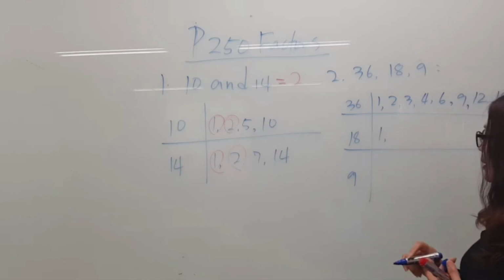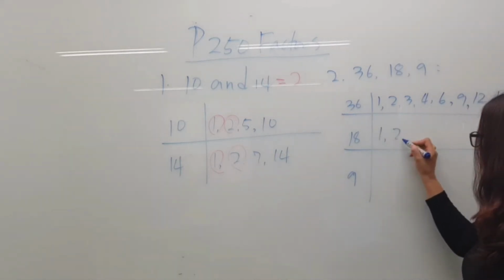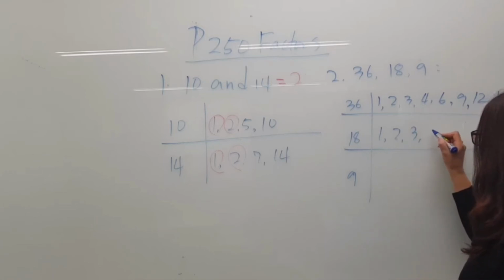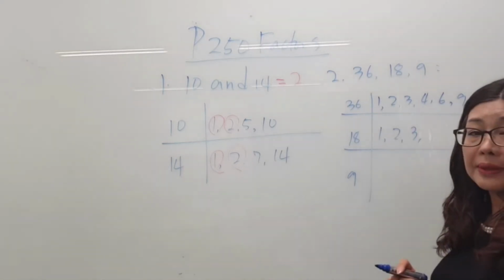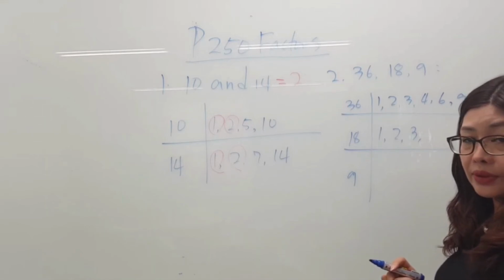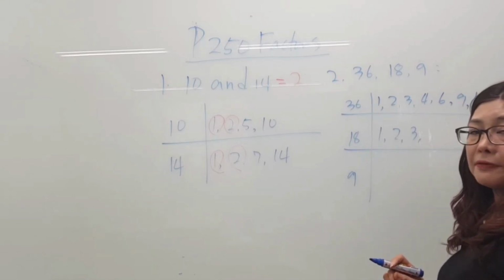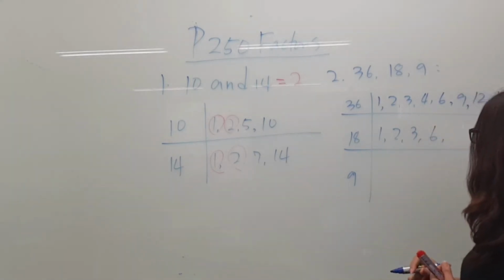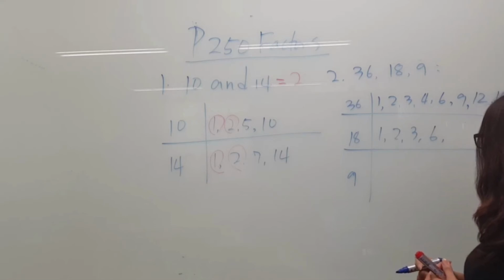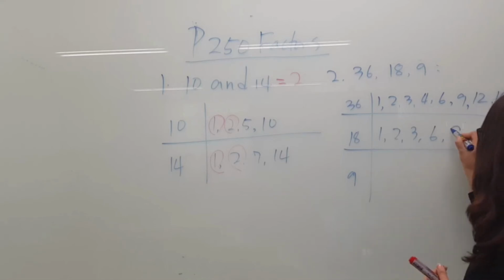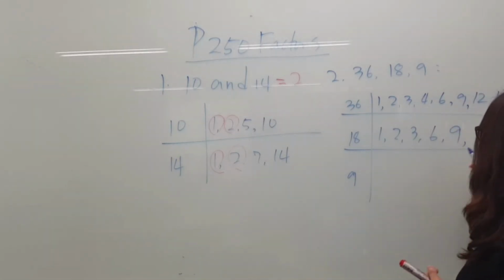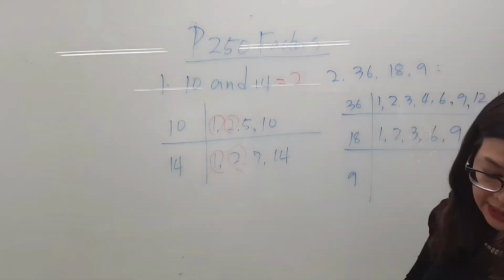And how about 18? You have 1, and what else? You have 2, you have 3. 3 times 6 is 18, right? How about 4? Is there a number that when you multiply by 4, you get 18? No, right? So you have 6 here, because 6 times 3 is 18. And then we have 9, because 2 times 9 is 18. And then we have 18. So that's correct.